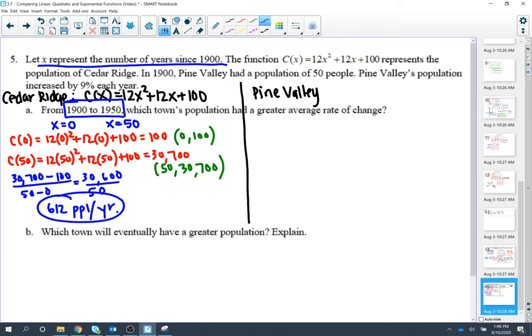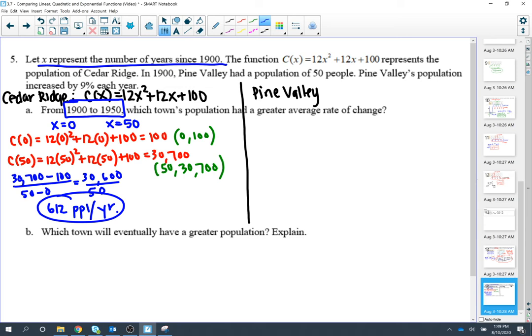And again, that's a positive number, so I know that the population in Cedar Ridge from 1900 to 1950 is increasing by approximately 612 people per year. Sometimes a little more, sometimes a little less, but approximately that's what's going on. Now, we have to do the same thing for Pine Valley. But what's the issue with Pine Valley?